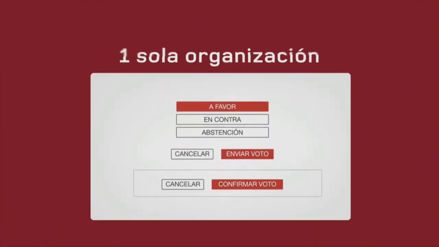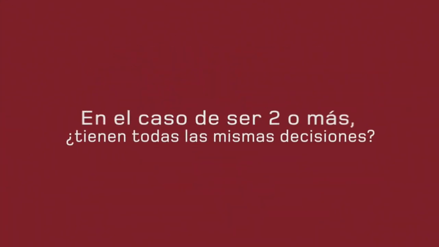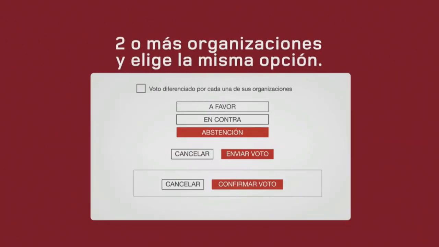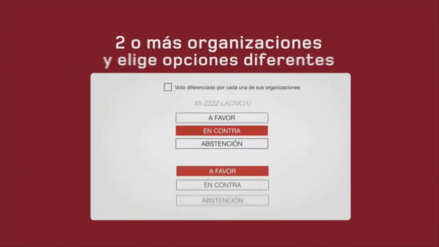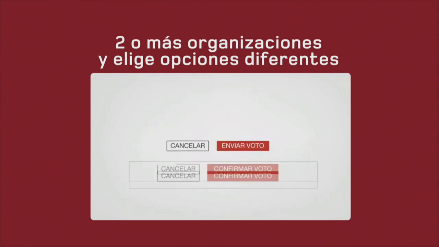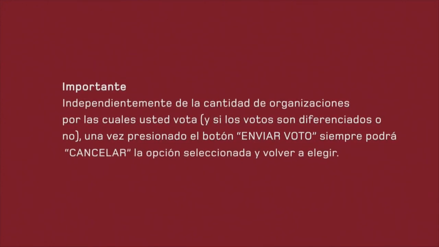How many organizations do you vote for? If it's only one, choose a favor and then enviar voto and then confirm. If there are two or more, do they all plan to vote the same? If you have two or more organizations and you have the same choice, choose it, send vote and confirm it. If you are voting in the name of two or more, check on differential vote, choose the choice of each organization, then send vote and confirm vote.